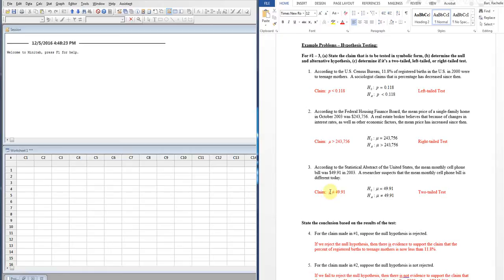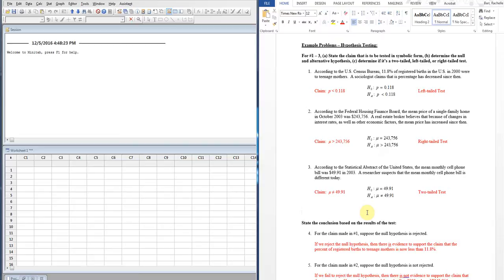It's not the same as, because we usually read "is" as equal to and "same as" as equal to. So different is not equal to. It's the opposite. So that's our alternative claim that we'll be testing. And our null is a statement about equality, because that we can build a distribution on and therefore actually do probabilities on. And since their alternative is a not equal to, this is going to be a two-tailed test.